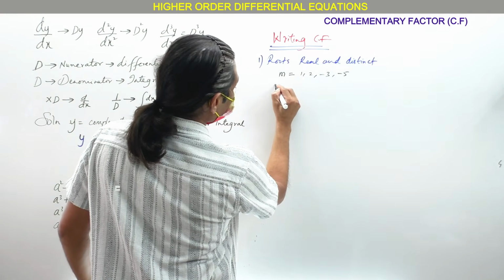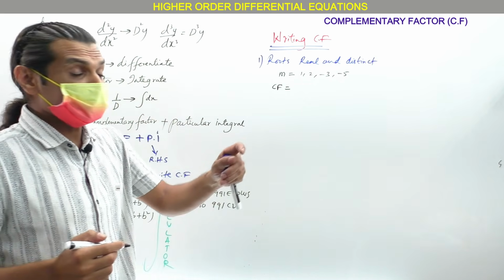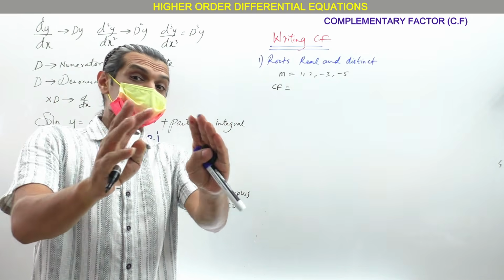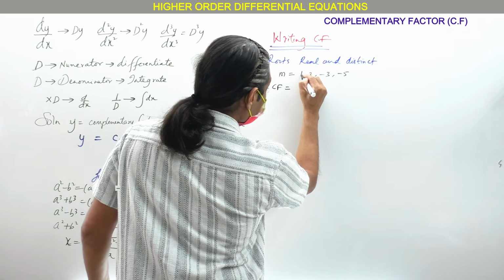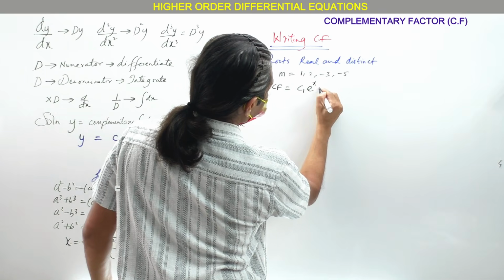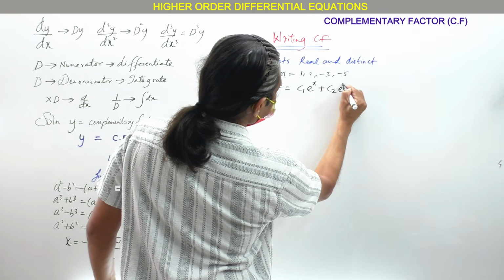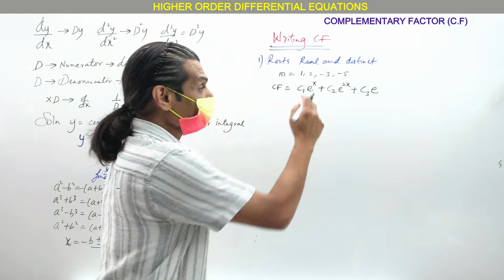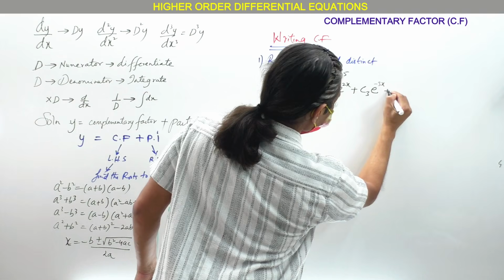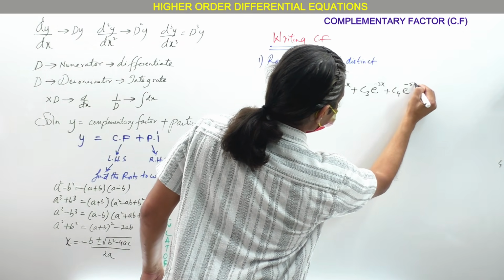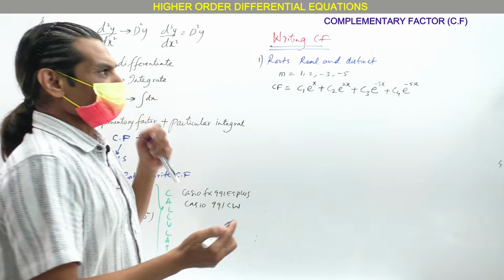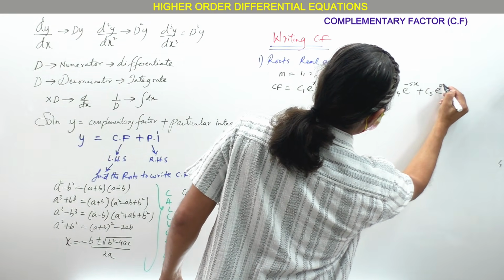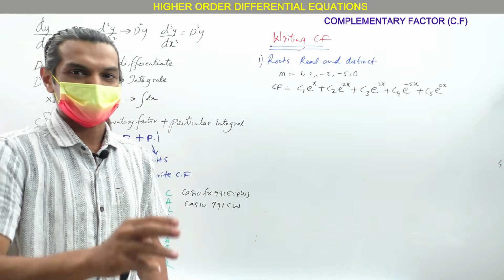So the complementary function CF is written as, if the roots are real and distinct, understand this, then CF will be C1 e raised to x plus C2 e raised to 2x plus C3 e raised to minus 3x plus C4 e raised to minus 5x. See like this. And if there is a root 0, then plus C5 e raised to 0x, that is definitely C5 only because e raised to 0 is 1. This is how we write.